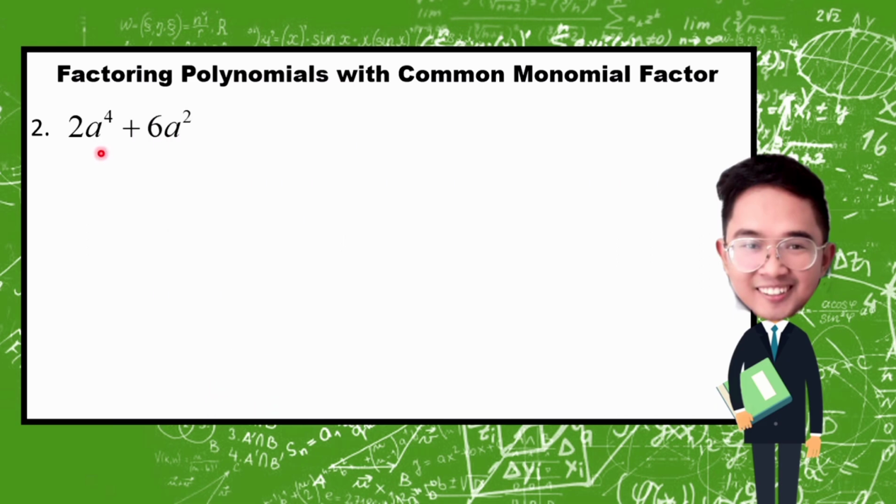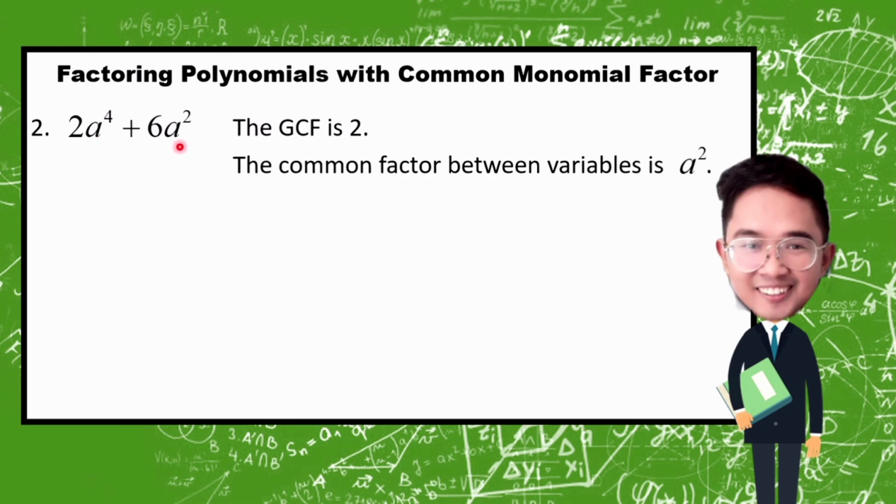Let's have 2a raised to 4 plus 6a squared. Again, we need to get the GCF of the coefficients. What is the GCF between 2 and 6? The GCF is 2. How about the common factors between a raised to 4 and a squared? The common factor is a squared. Therefore, the common monomial factor is 2a squared, wherein we multiply the GCF of the coefficients and the common factor between the variables, which is a squared.